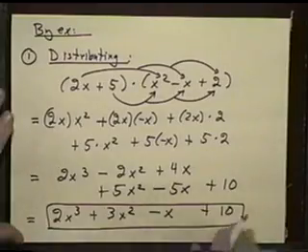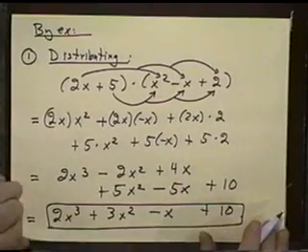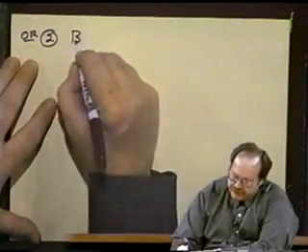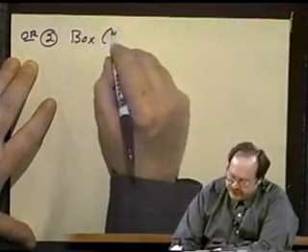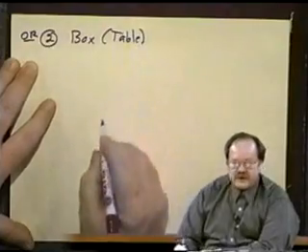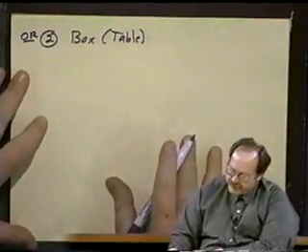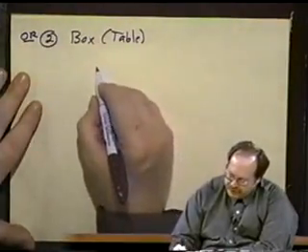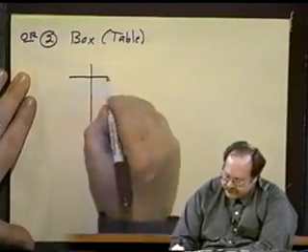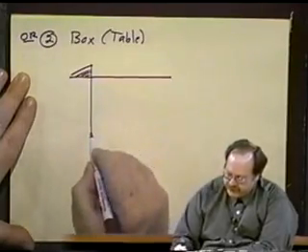But let me show you a little bit more visual way to do this that you might like better. It makes no difference which way you use. I'll write "or" here so you see that there's no difference. Now this way, you want to call it box, you want to call it a table, whichever way you like. Here's what I'm going to do. I'm going to create a little box, or a table if you like here.